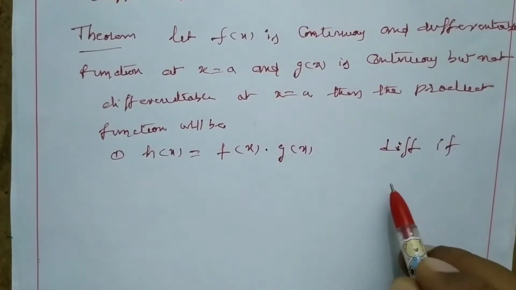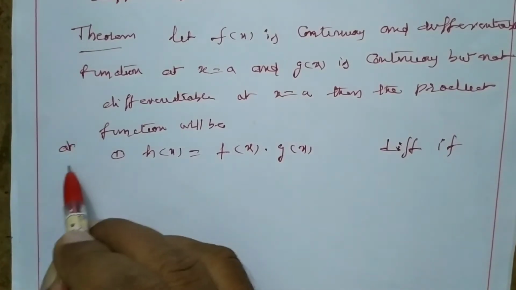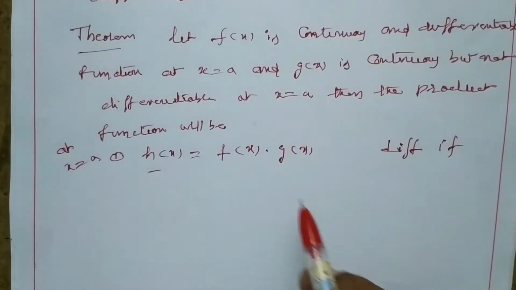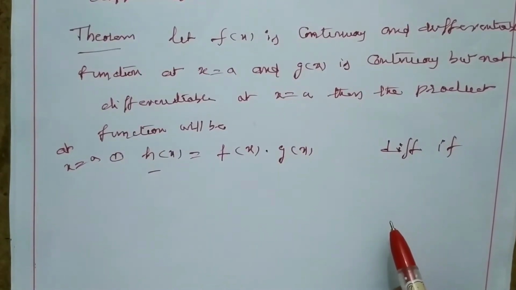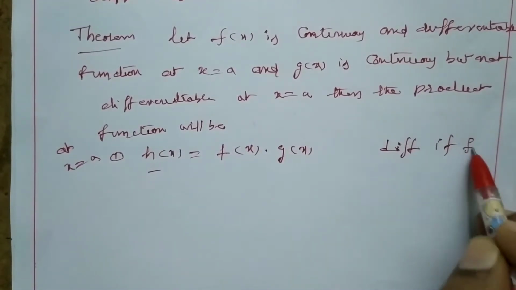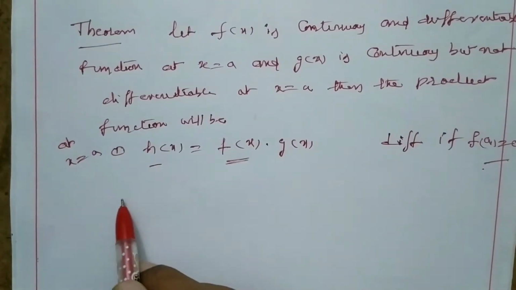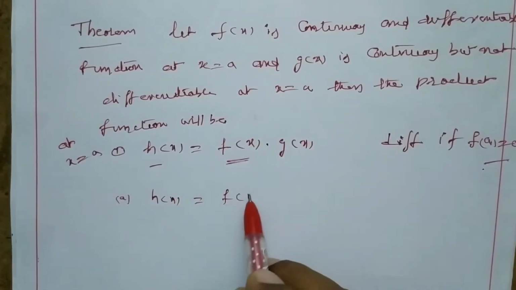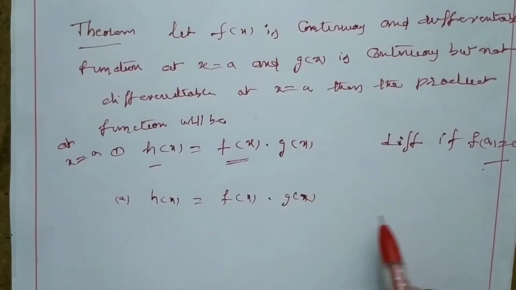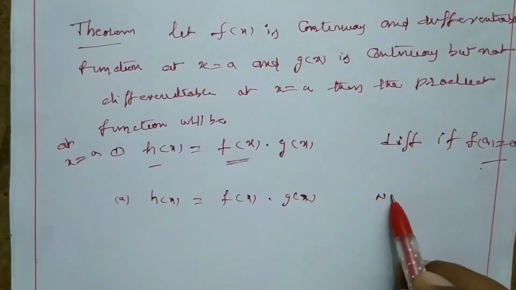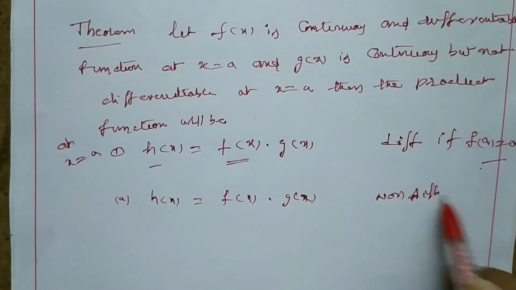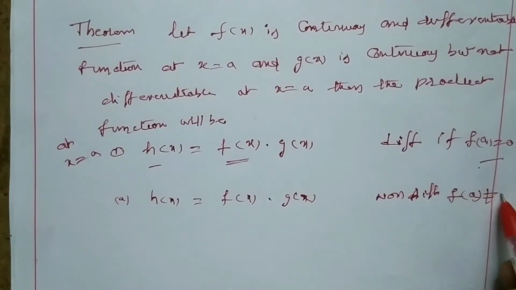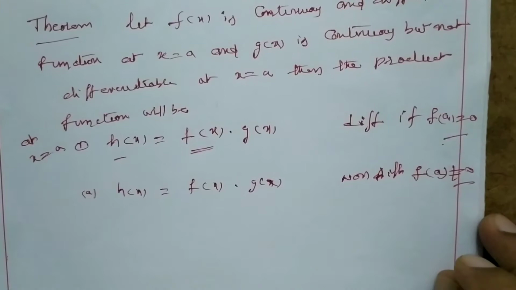if at that point x is equal to a, the product function f of x into g of x is differentiable whenever f of a is equal to 0. And in the other case, the product function h of x is equal to f of x into g of x will be non-differentiable if and only if f of a is not equal to 0. This is the important theorem.